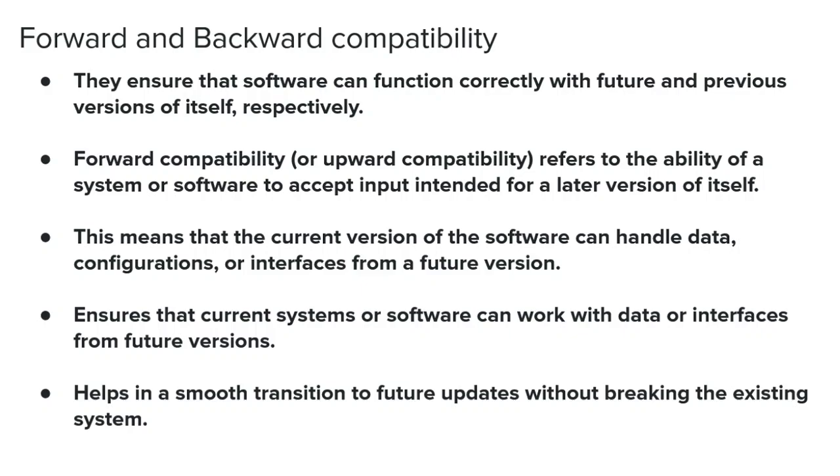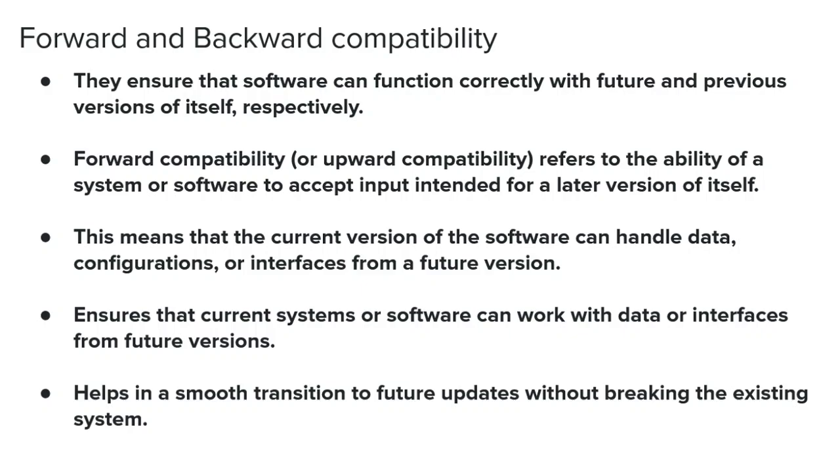So forward compatibility or upward compatibility refers to the ability of a system or the software to accept input intended for a later version of itself. This means the current version of the software should handle the data, configurations and interface from future versions correctly. It also ensures that the current system can work with data or interface from future versions. It helps in smooth transition for future updates without breaking the existing system.